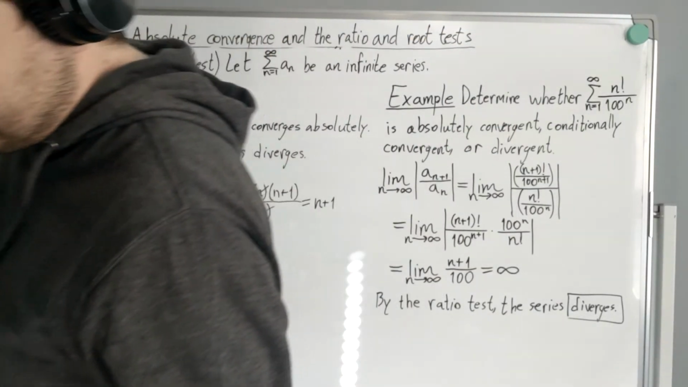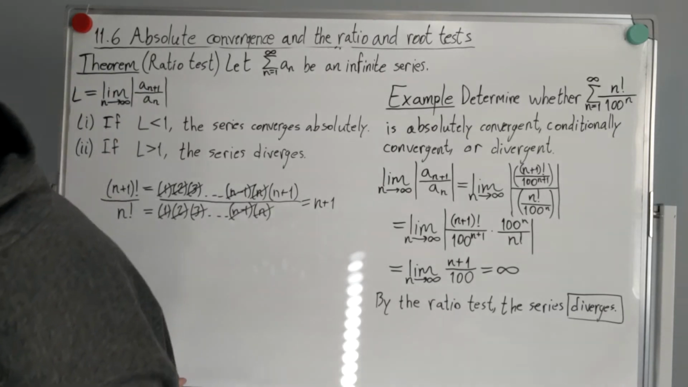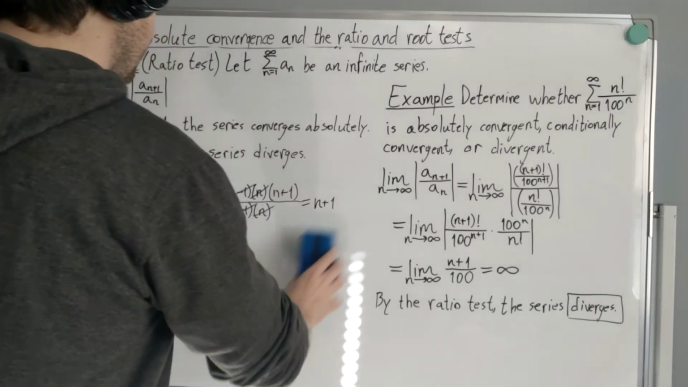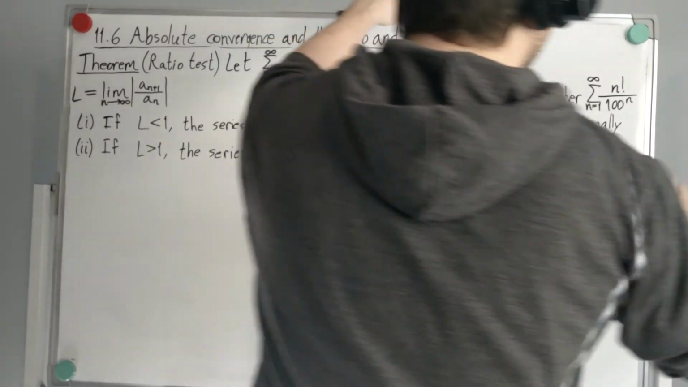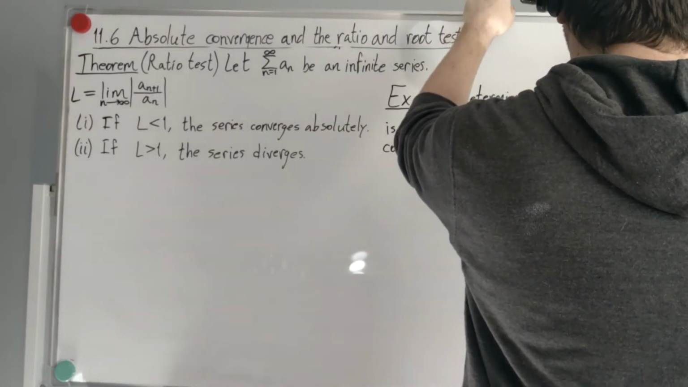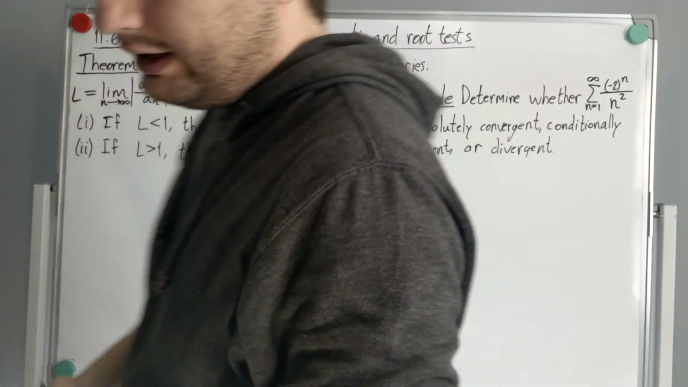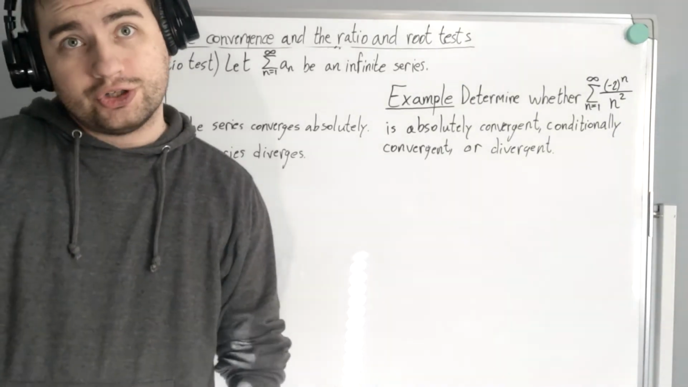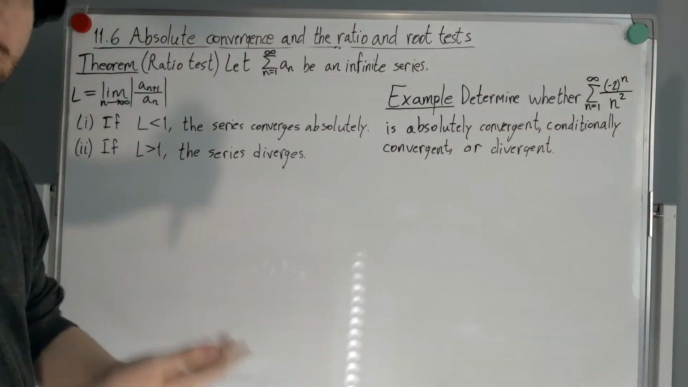Let's look at another one. This one we have negative 2 to the n divided by n squared. So on top we have negative 2 raised to the nth power divided by n squared. And once again, we're trying to determine whether this is absolutely convergent, conditionally convergent, or divergent. So in this case too, we can use the ratio test.